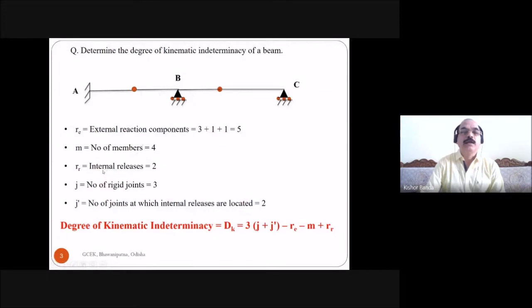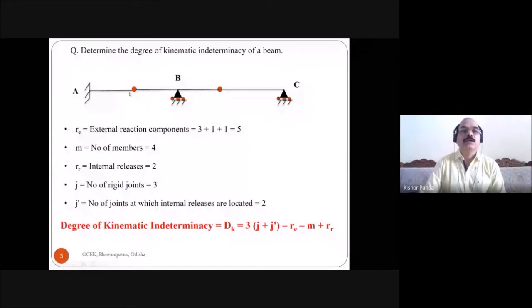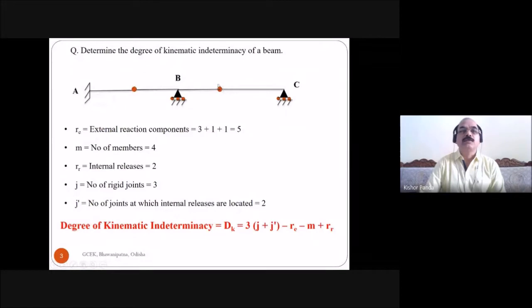Then internal release. How many internal releases? Here 1 internal release, and here 1 internal release. Then how many rigid joints? This is 1 rigid joint present in the structure, this is 1 rigid joint, and this is 1 rigid joint. These are the joints present in the structure, so 3 joints. And how many z dash? Z dash is the number of joints at which internal releases are located. Here there is an internal hinge, so an internal release is located here. This is an internal hinge, and here also an internal release is located. So z dash is equal to 2.